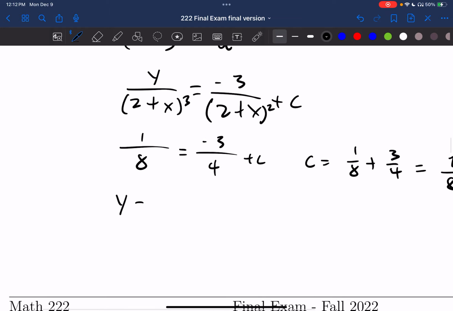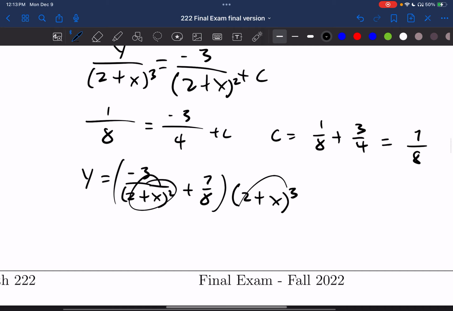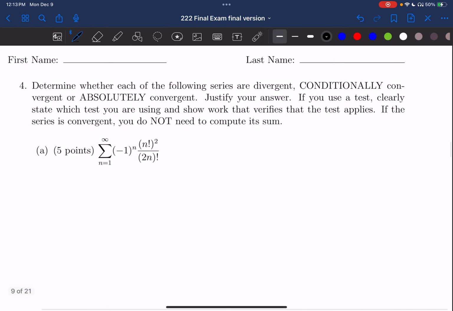So y will be equal to negative 3 divided by 2 plus x squared plus c, which is 7 over 8. Multiplying this by this term right here on the bottom will give us y. So 2 plus x to the third power. You can simplify this and this, you can multiply this in, but this should be correct. There's no point to do more work when it's unnecessary.